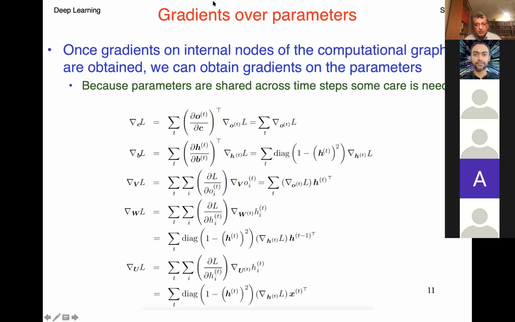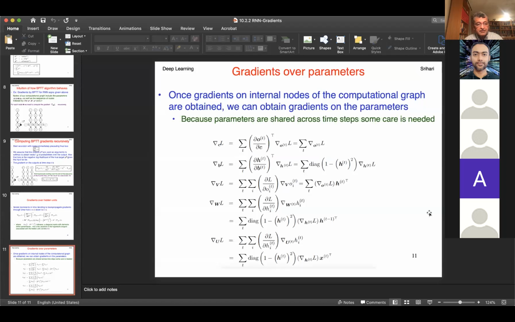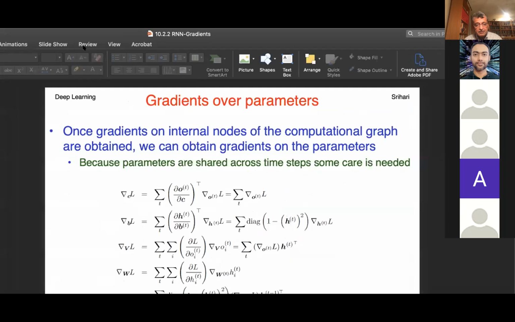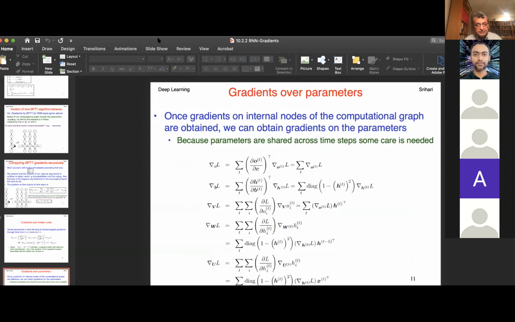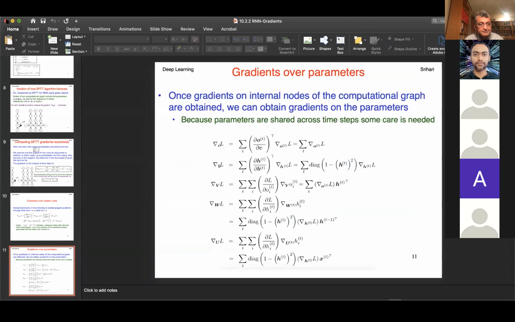Gradients over parameters, C, B, V, W, U, these are all the equations. They're not all that complicated. That's it. Okay, so the moral of that story is these are all the specialized equations for learning a sequential model, right? I mean, you can't get away from this stuff. Even with attention models and so on, you would have to be using these things.